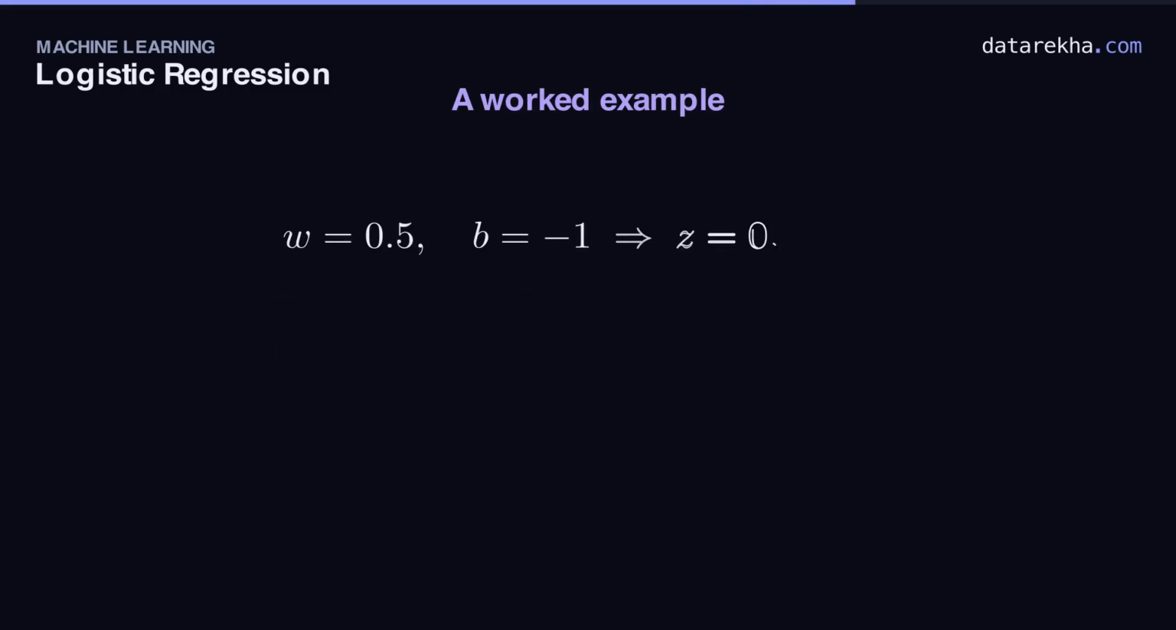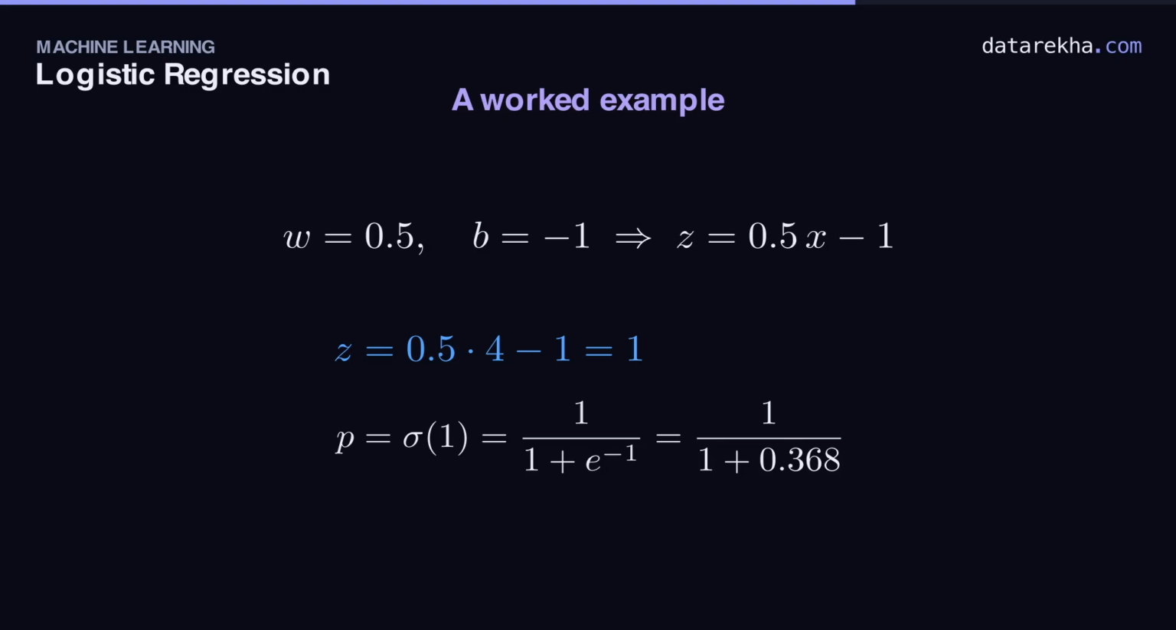Let's put real numbers through it. One feature, weight 0.5, bias minus 1. So the score is z equals 0.5x minus 1. Take the point x equals 4. First, the score: 0.5 times 4 is 2, minus 1 gives z equals 1. Now the probability? Sigma of 1 is 1 over 1 plus e to the minus 1. E to the minus 1 is about 0.368. So we get 1 over 1.368. Work it out. About 0.731. So the model says roughly a 73% chance of yes.